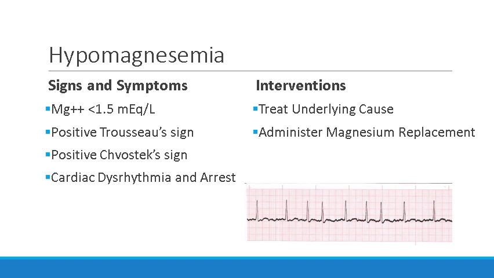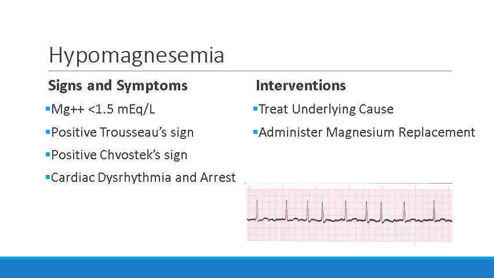As far as interventions, we're going to treat underlying causes. So if we know somebody is starving themselves or not eating a proper diet, obviously getting them back on track with that if we're able. If we know it's alcohol induced, help for those individuals as well.